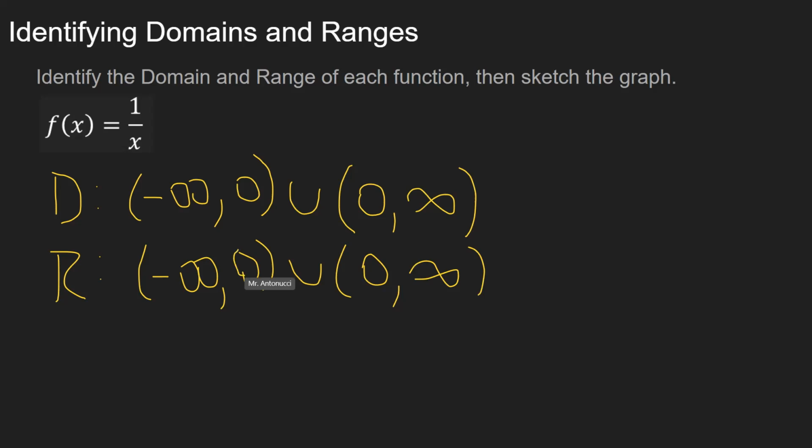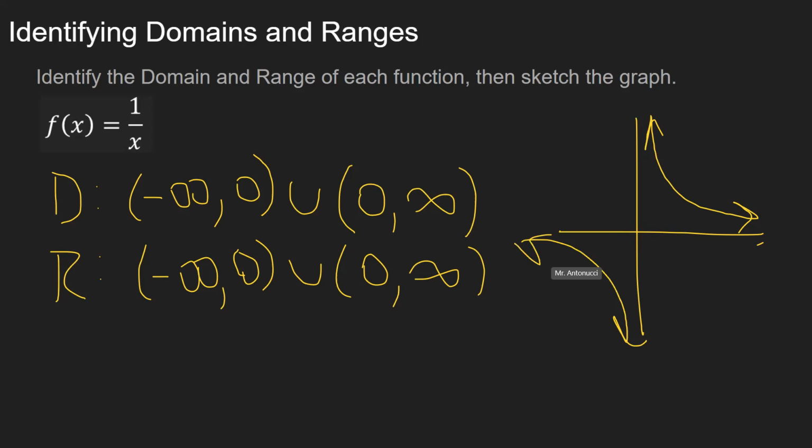All right. Now, when we sketch the graph of this function, it looks like this. It has a vertical asymptote at x equals 0, or the y-axis is a vertical asymptote, and it also has a horizontal asymptote on the x-axis, a horizontal asymptote at y equals 0 there. Okay, so that's what the graph of the function looks like.